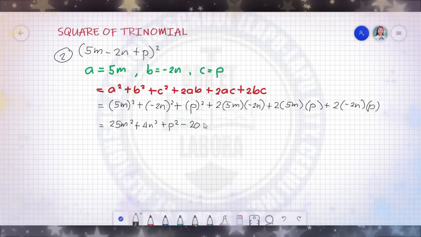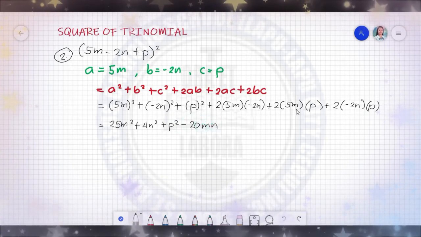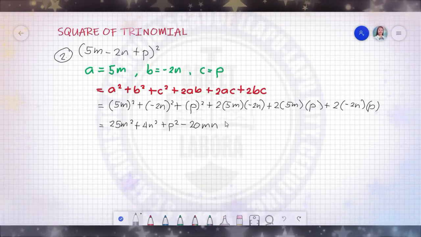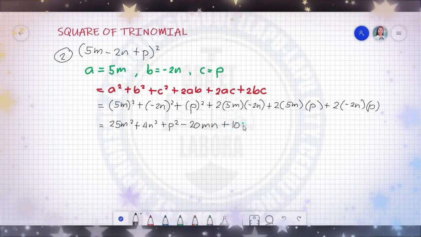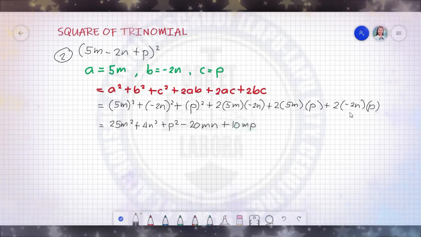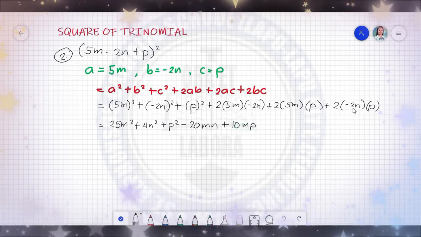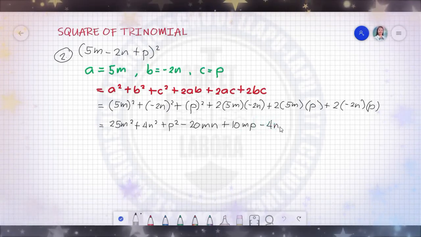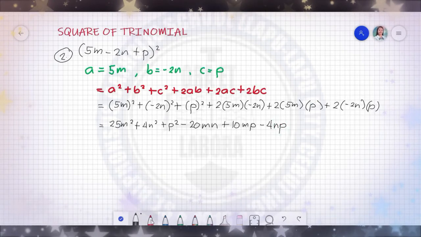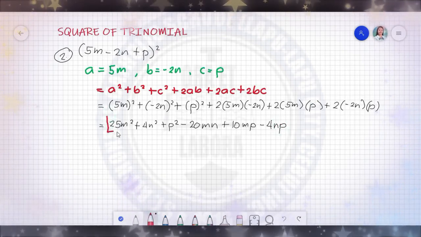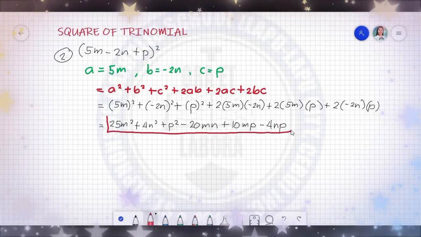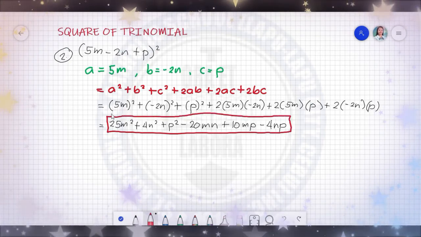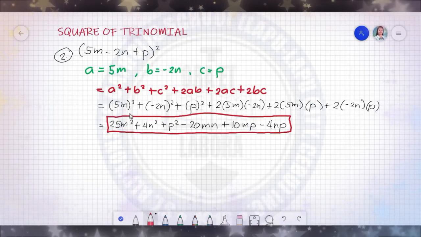Copy the variables, mn. 2 times 5 times the imaginary 1 here, that is positive 10mp. And lastly, 2 times negative 2, that is negative 4np. And that's it. That is now our final answer. We always box our final answer so that it will be emphasized.